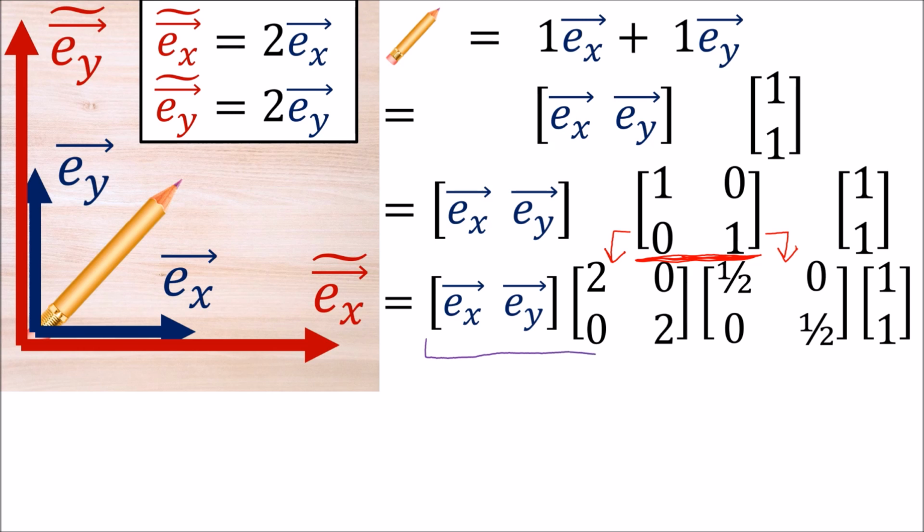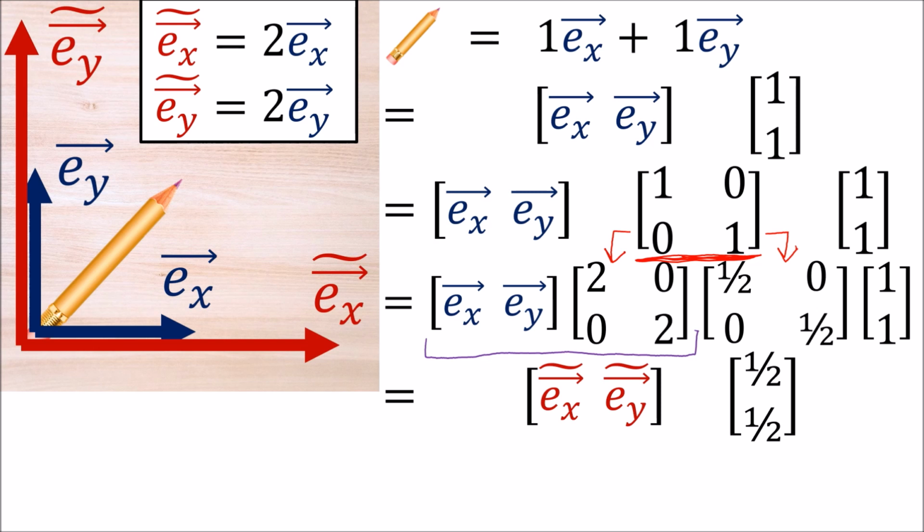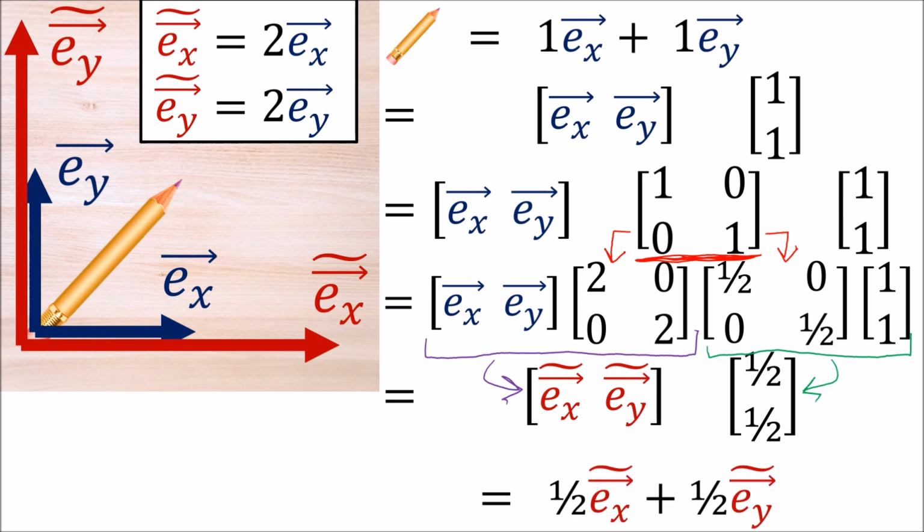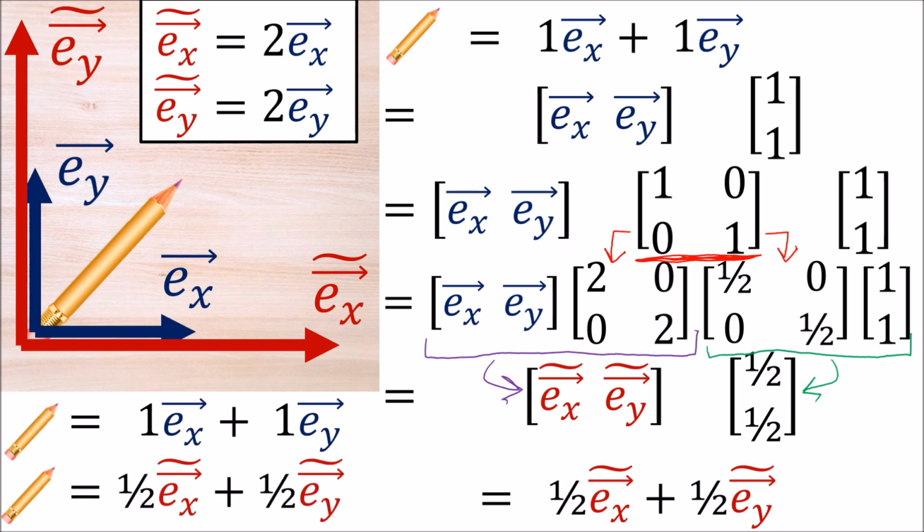Now, this array multiplication with the basis vectors just ends up multiplying the basis vectors by 2, so we can rewrite this row as ex tilde, ey tilde. And this array multiplication just multiplies the components by 1/2, so we can rewrite this as the column 1/2, 1/2. And if we multiply these arrays using first entry times first entry plus second entry times second entry, we get 1/2 ex tilde plus 1/2 ey tilde. So again, we can see that growing the basis vectors and shrinking the components balances out, and the pencil can be equal to either of these expressions.